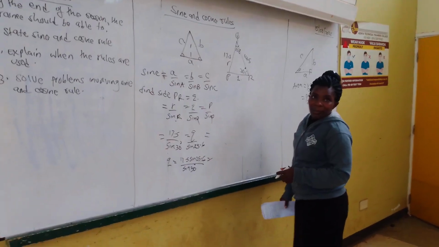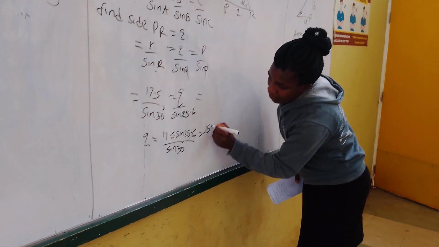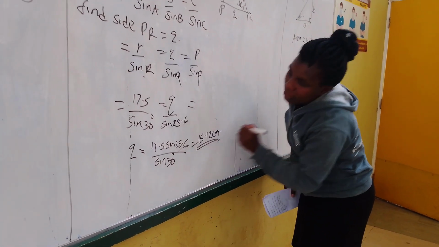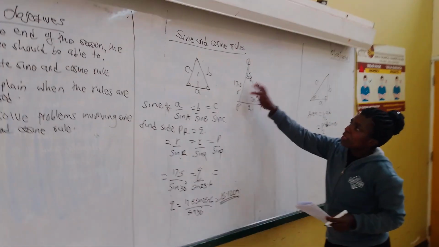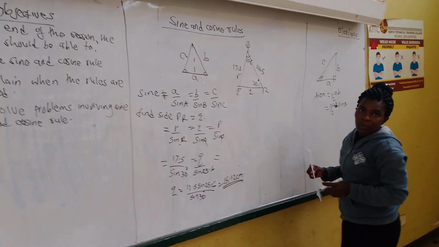Continue. Yes, what is the answer? The answer is 15.12 centimeters. Now, this is the side Q. You can see now solving this triangle is easier when you use the sine rule. Any question?